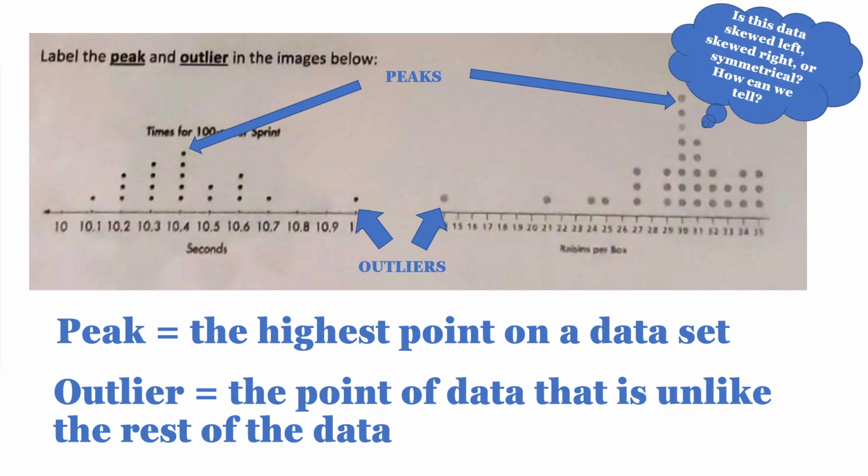Also, just to review, do you think this data is skewed left, skewed right, or asymmetrical? And how can we tell? Well, hopefully you answered that this data is going to be skewed right because we have fewer data points on the right, and that this data is skewed left because we have fewer data points on the left.